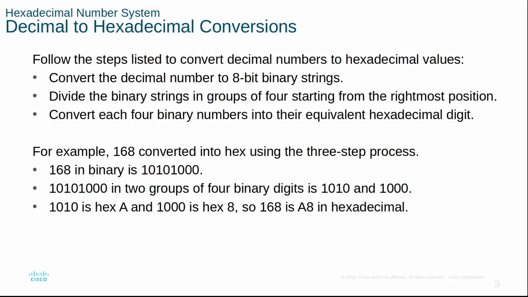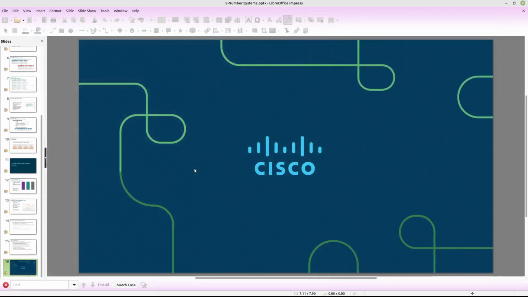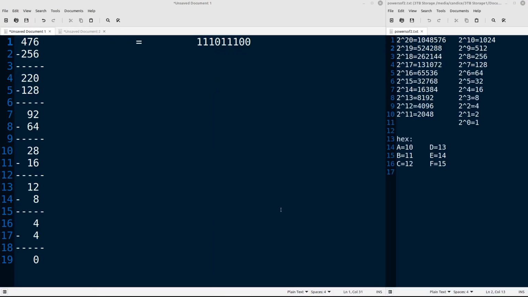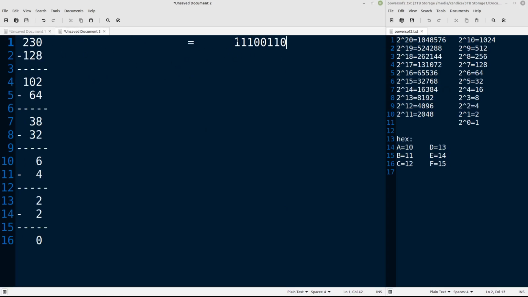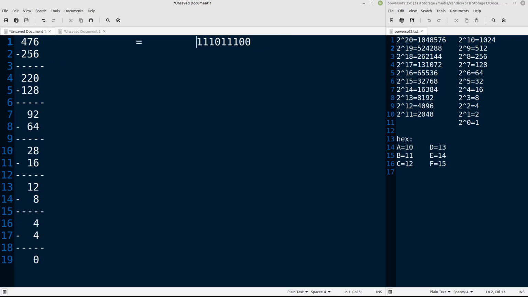Again, I'm going to divert from the slides because I cover this in a different way. So remember those two numbers we converted? We took 476 and converted it to binary. We took 230 and we converted it to binary. That's going to be your first step. If you're ever going from decimal to hexadecimal, or vice versa, go to binary first. I guess I could have showed you binary to decimal. We'll do that in a minute.